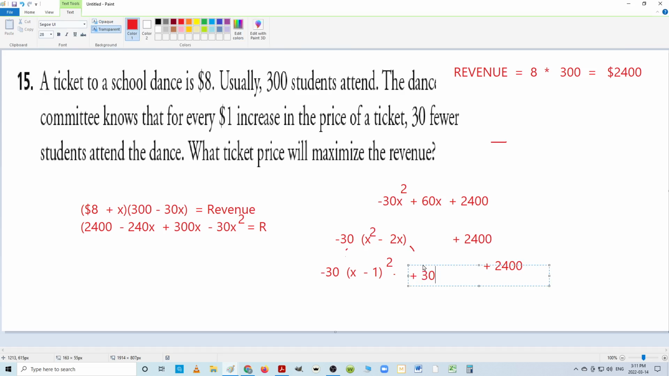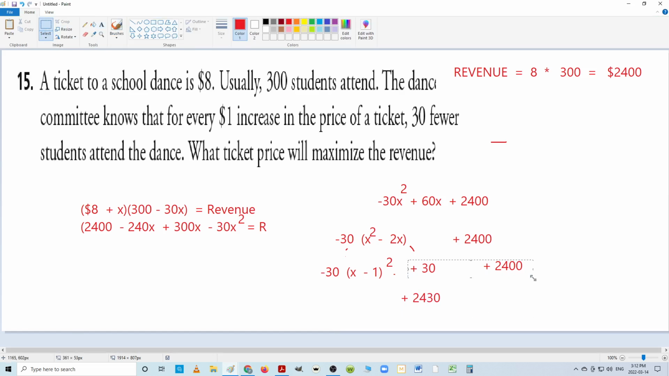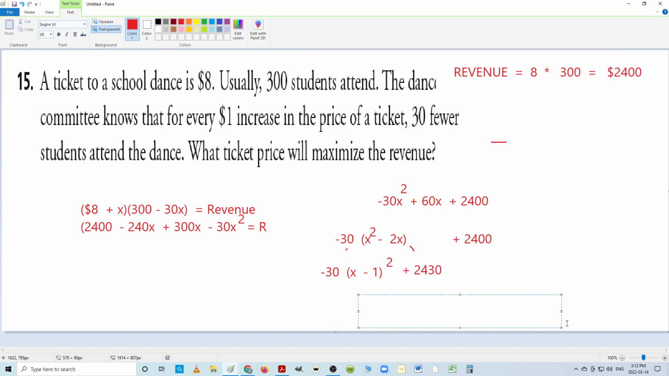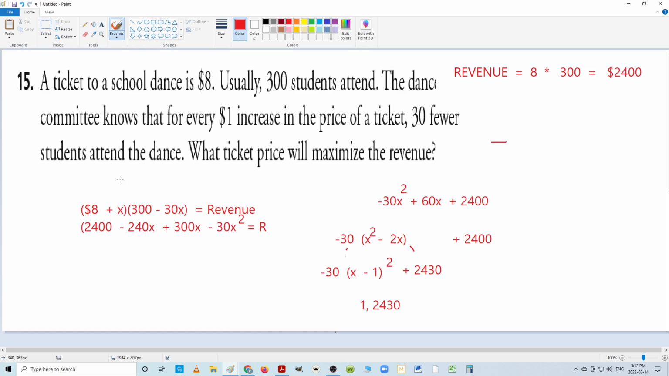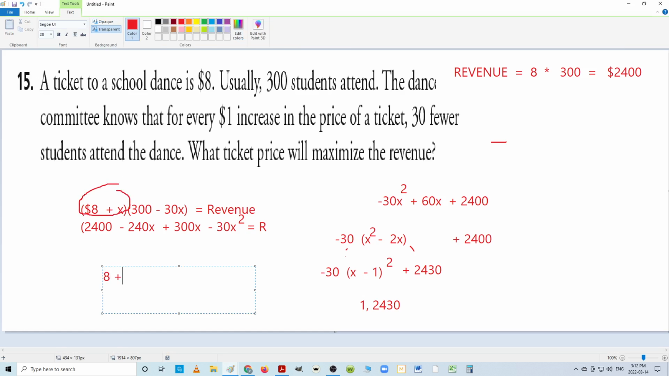Plus 30, which means plus 30 plus 2400 is plus 2430. So I can see that I cannot increase the tickets very much. You might say, how much can we increase the tickets? Well, the vertex of this, and it's clearly facing downwards, is this. Which means, if I go back to my original equation, 8 plus x, in this case x is $1 at the max value of the vertex, which means my price is 8 plus 1, so $9 is my maximum value.